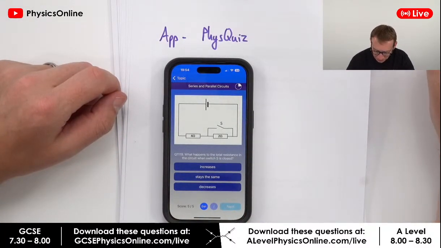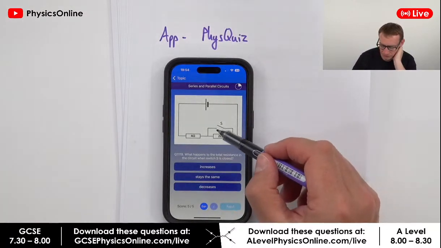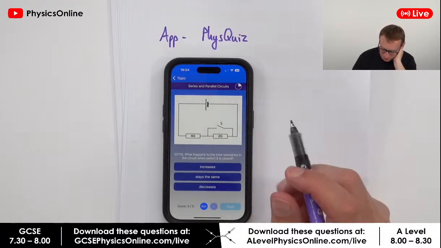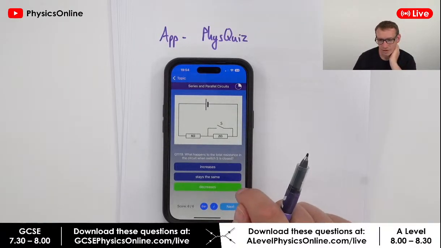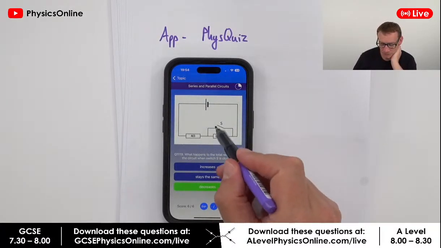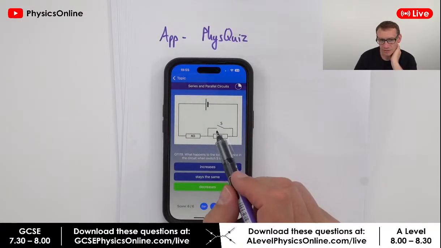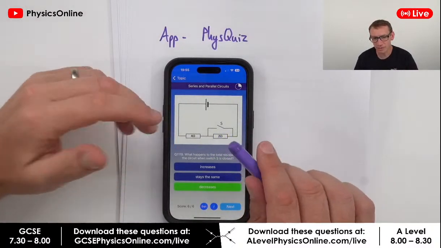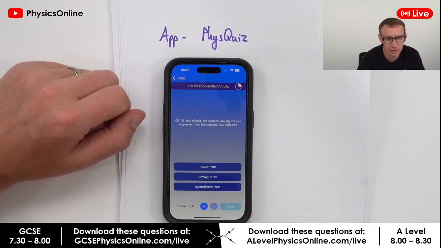What happens to the total resistance in the circuit when switch S is closed? This is kind of what we've done already. When S is closed, it's going to reduce the value, so the total resistance is going to decrease. Yes, because now we've short-circuited that part. Rather than having a resistance of 6 ohms, when we shut the switch, the overall resistance is now 4 ohms, so it goes from 6 down to 4.